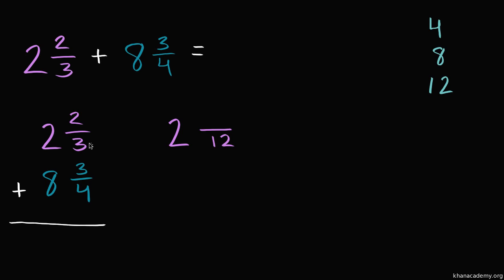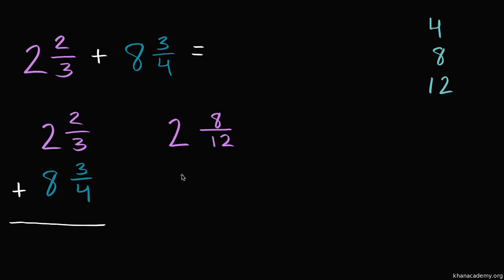Now, what would be that something over 12? To go from 3 to 12 in the denominator, we multiply by 4. So we have to multiply the numerator by 4 as well. So 2 times 4 is 8. 2/3 is the same thing as 8/12. So 2 2/3 is the same thing as 2 and 8/12. And then we could do the same thing down here.